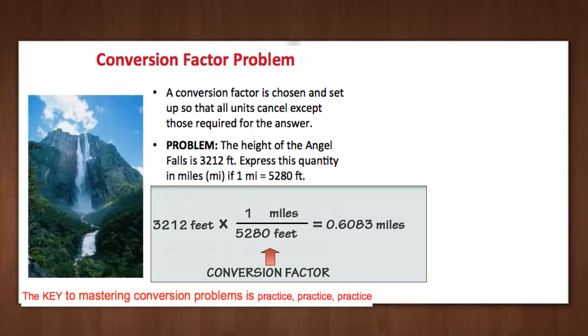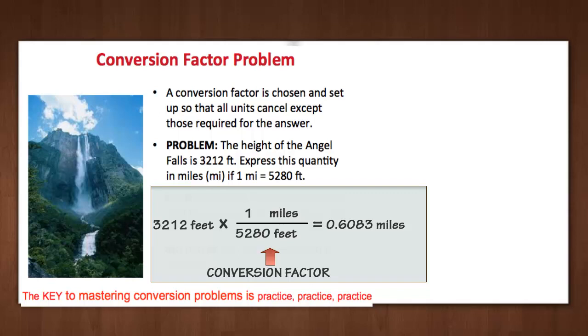All right, so let's try a relatively simple sample problem. In this sample problem, we're going to consider the height of a waterfall called Angel Falls. I believe this is in Venezuela. The height of this waterfall is 3,212 feet. We're asked to express this quantity in miles if 1 mile is equal to 5,280 feet. That's by definition, okay? So we start with what we know. This is the 3212 feet as the height of this waterfall.